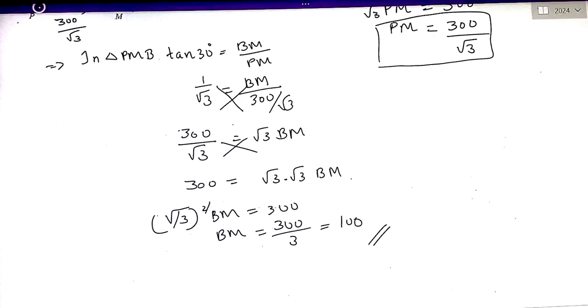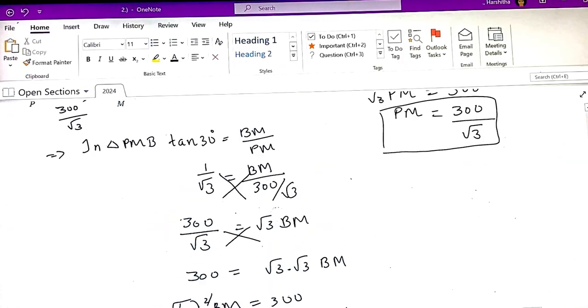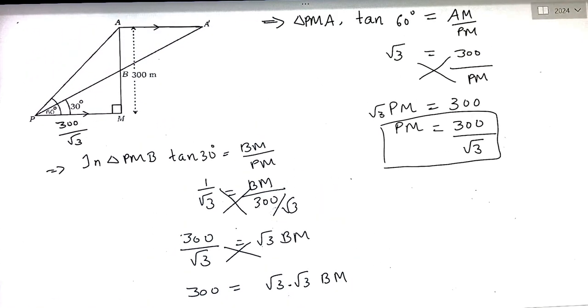So now let's take the other triangle. So we know that BM is 100 now. So let's just put the value in the diagram. Okay, so now we know this BM is 100. We know the AM value, that is given, 300. We know the BM value. Then what is AB? We can find out.